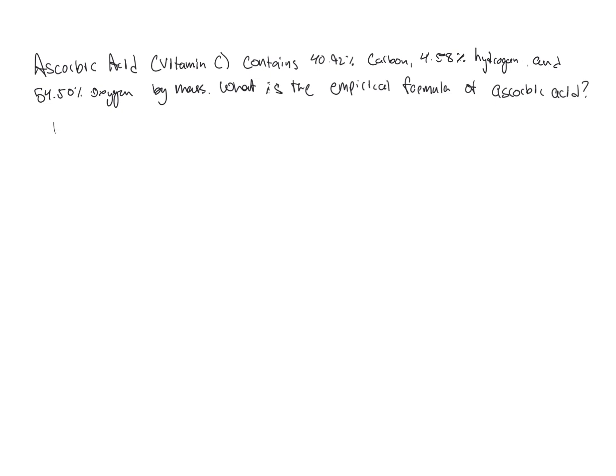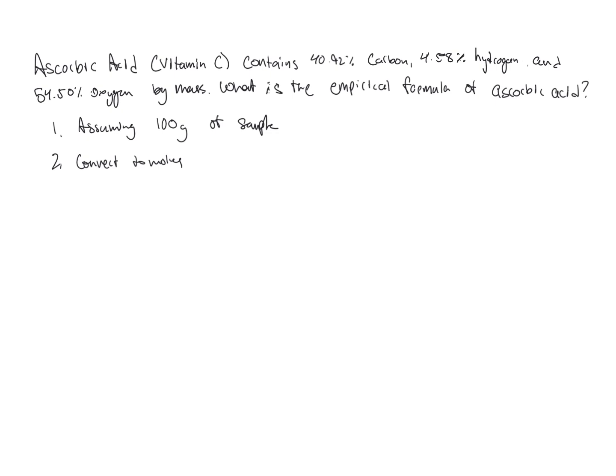So first you would start by just assuming you have 100 grams of sample. This is really easy, right? Because we have a percentage, so it's out of 100. And so if you assume 100 grams, it makes the math very easy. Two, convert to moles, right? We always want to make our comparisons between different elements using moles.